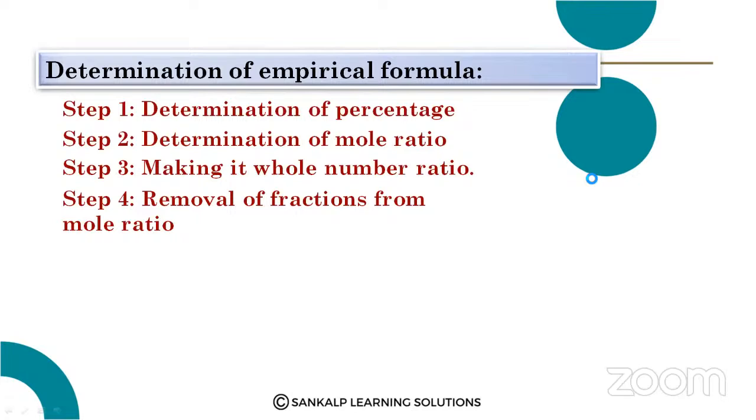So how do we determine this? What are the steps? First, you have to determine the percentage. The second step is to determine its mole ratio. The third step is to make it a whole number ratio. And the fourth step is removal of fractions from the mole ratio. We'll see one of the examples, then you'll come to know.